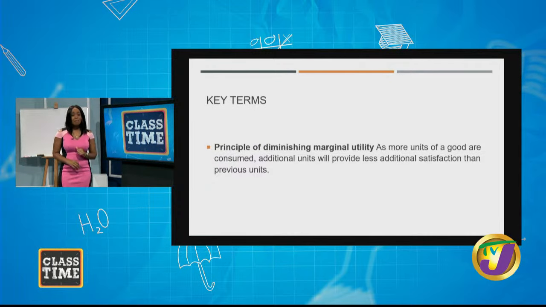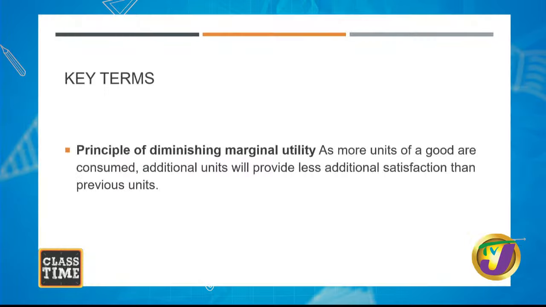There is the principle of diminishing marginal utility. And again, you'll hear diminishing this and diminishing that in economics more. So diminishing marginal utility is a theory or a concept which basically says, as you continue to consume more units of a good, each successive unit you consume will give you less satisfaction than the previous unit.